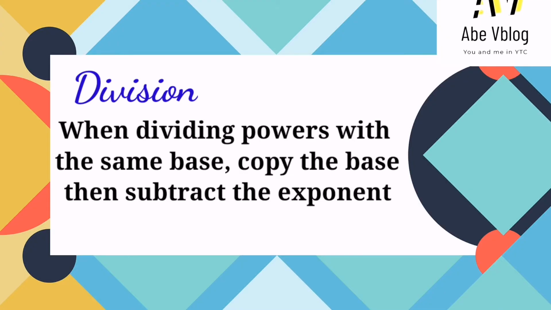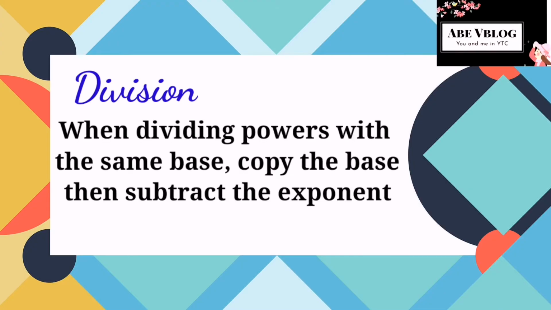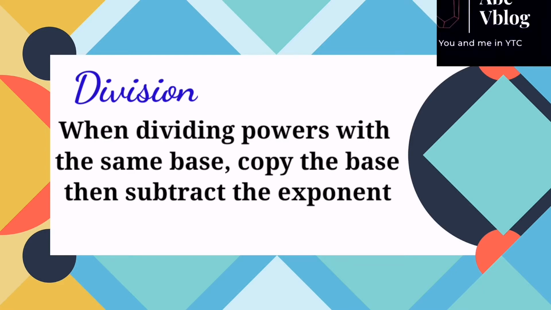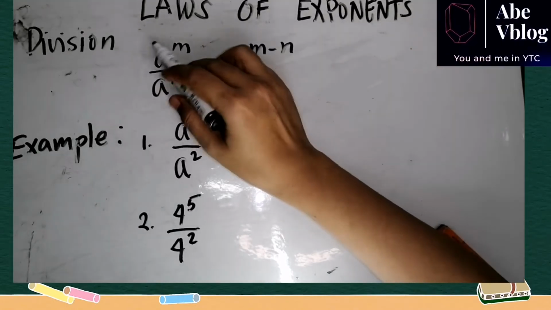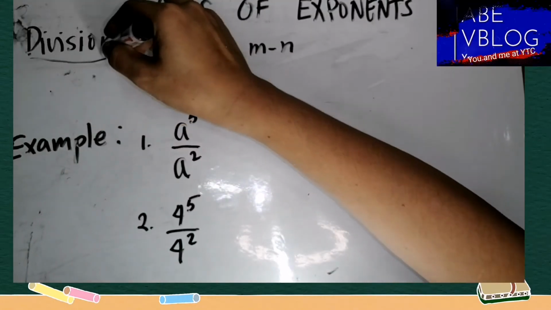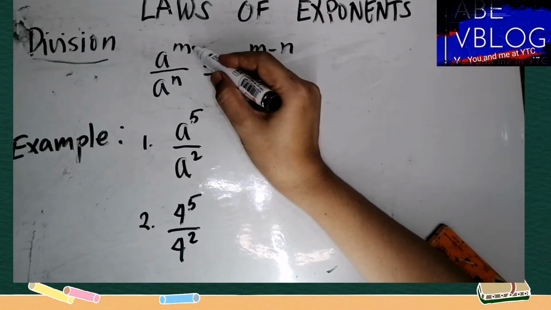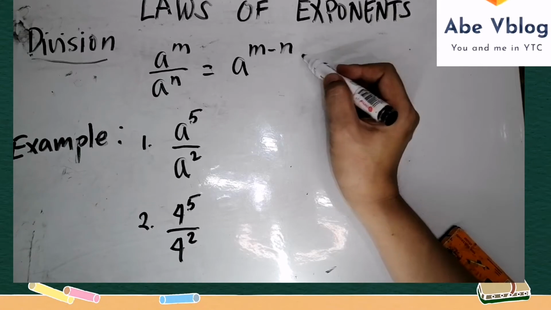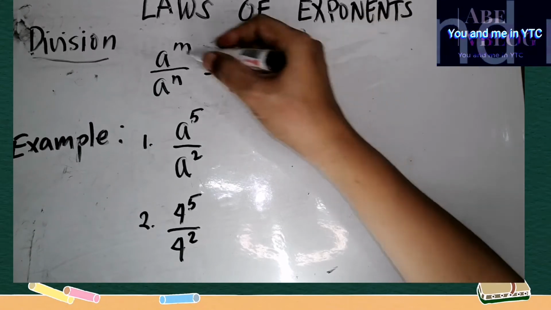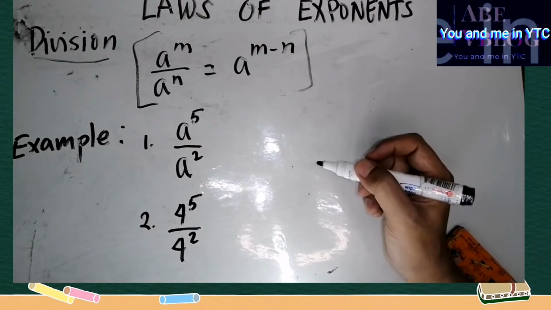Now let's go to division. When dividing powers with the same base, copy the base then subtract the exponents. So a^m over a^n is equal to a^(m-n). So this is our equation for division.